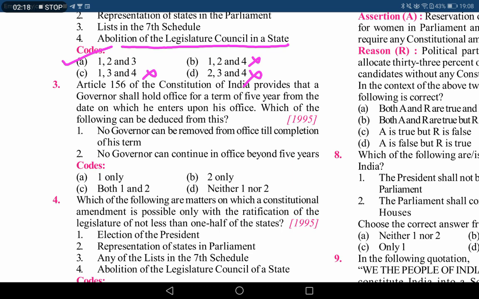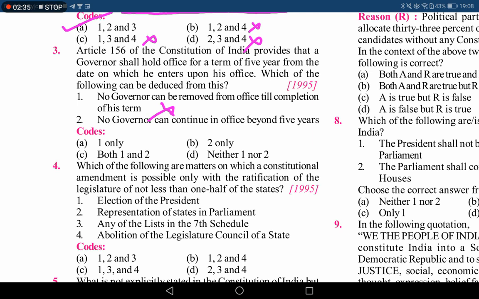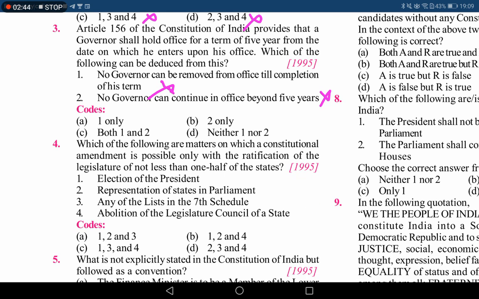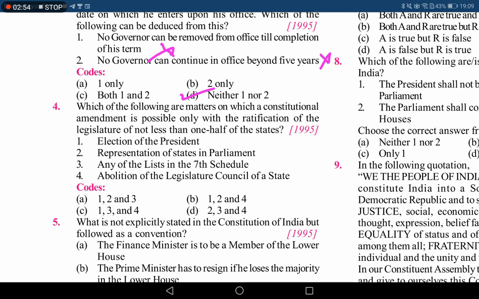Now question number 3. Article 156 of the Constitution provides that a governor shall hold office for a term of 5 years from the date on which he enters upon his office. Which of the following can be deduced from this? No governor can be removed from office till completion of his term. Obviously not, because there are many governors who are not able to complete their tenure. They are either transferred or even removed. The next option is, no governor can continue in office beyond 5 years. This is also not correct, because if a second tenure is given to the governor, the office goes beyond 5 years, and apart from that, until there is a successor, that particular governor continues. So none of the given answers are correct.